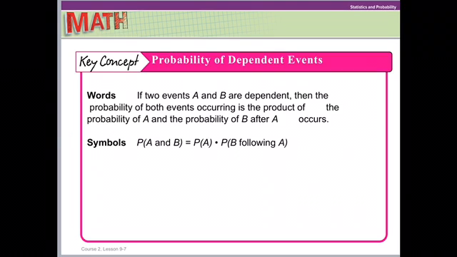So now moving into dependent events. If two events, A and B, are dependent, then the probability of both events occurring is the product of the probability of A and the probability of B after A. So that means that A's outcome affects B to some degree. That's when two or more events, the outcome of one event affects the outcome of the other events.